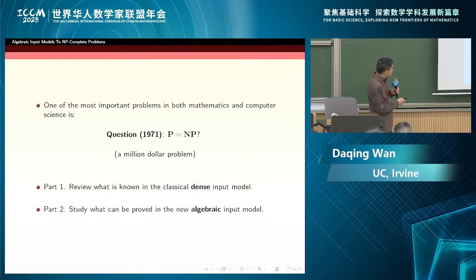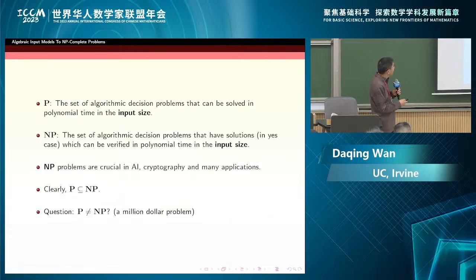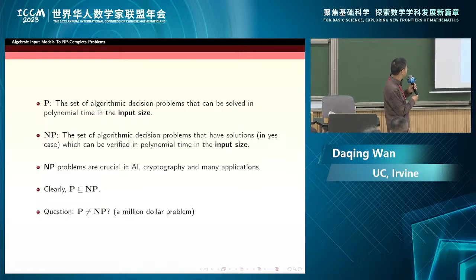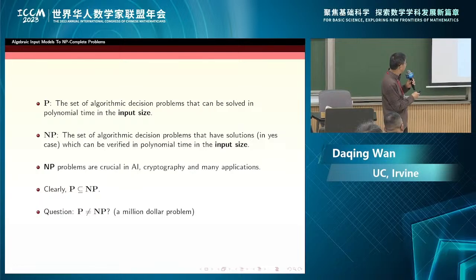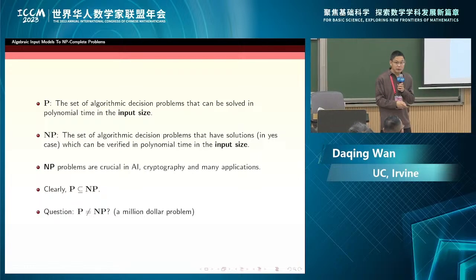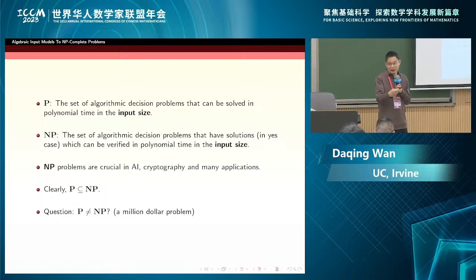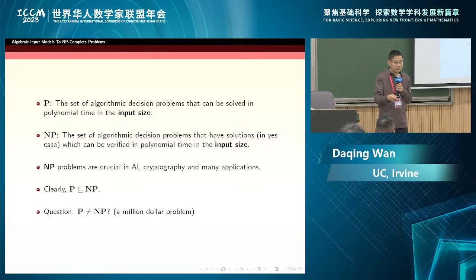All right, so let's review what is P and what is NP. So what is P? P just means polynomial time. P means those algorithmic decision problems that can be solved in polynomial time in terms of the input size. Polynomial means small. Input size means how long it takes for you to state a problem. If you have a polynomial time algorithm, it means as soon as you have stated your problem, then you have the answer. So that's sort of an easy problem, P.